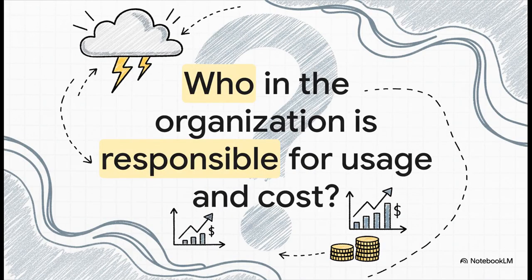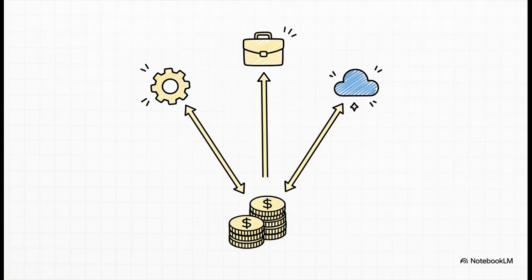Okay, now for the big one. This is the question that just cuts right through that cloud cost fog. Who in the organization is actually responsible for this usage and this cost? Who owns it? And the allocation pillar answers this with surgical precision. Because you've already done the hard work of defining the rules, there's no more guesswork. There's no more finger pointing. You can trace every single dollar from the bill straight back to the team that spent it. And what that creates is an unbreakable line of accountability.